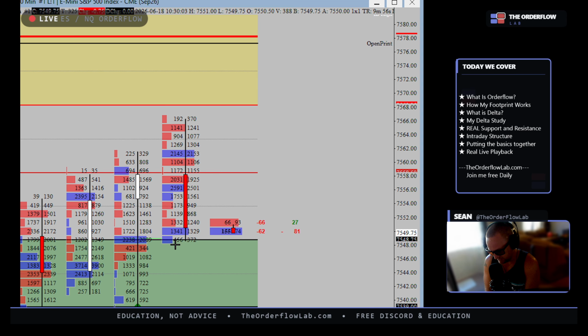So this is one of the custom ways that I have this stuff set up. I don't want to see side-by-side imbalances. I have it set up to show me diagonal imbalances, right? And again, don't ask me about NinjaTrader or any of those junk platforms, because I don't use them. Okay.